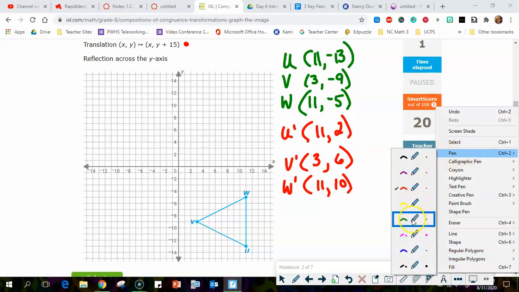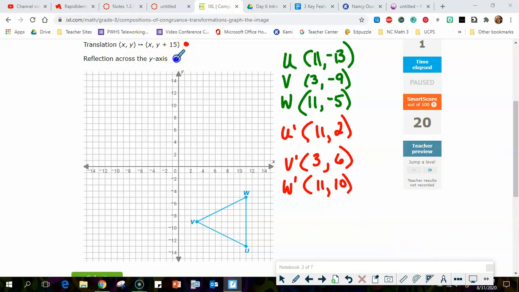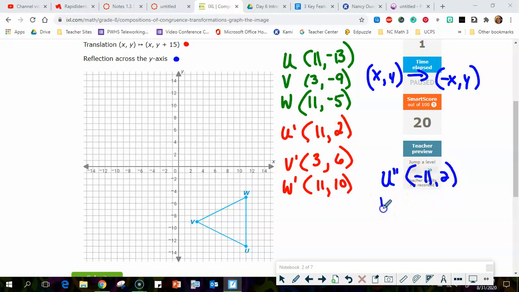So let's get a different color. Let's do blue. So this one's going to be in blue. Now, reflection across the y-axis. Let's write our arrow rule. Reflection across the y-axis: the x is going to be opposite, and the y stays the same. So let's do that. That's going to be U double prime, negative 11, 2. V double prime, negative 3, 6. W double prime, negative 11, 10. I hope I did that right.